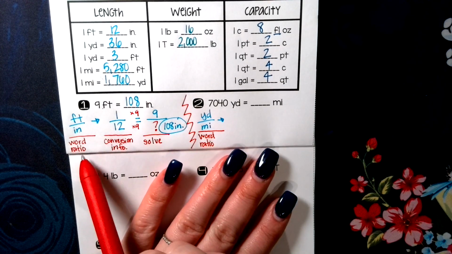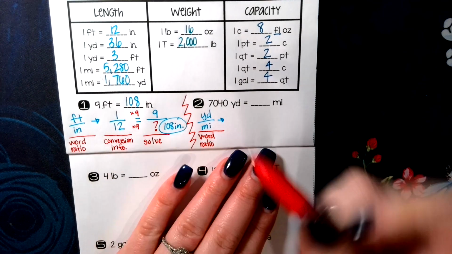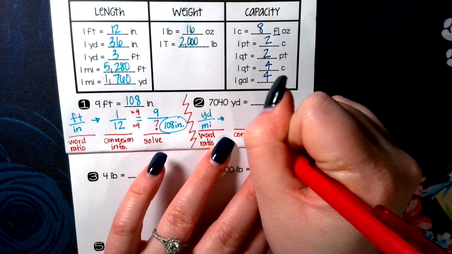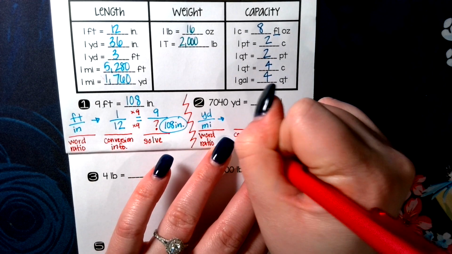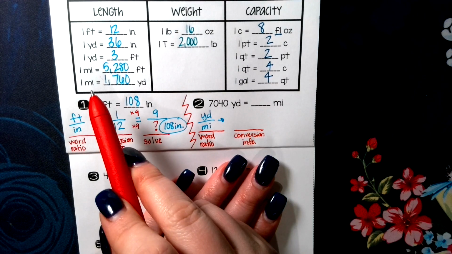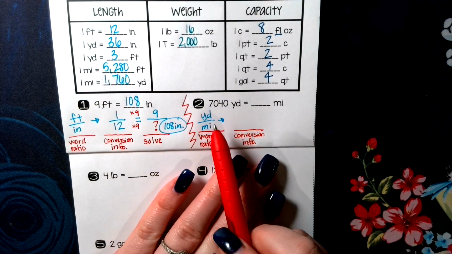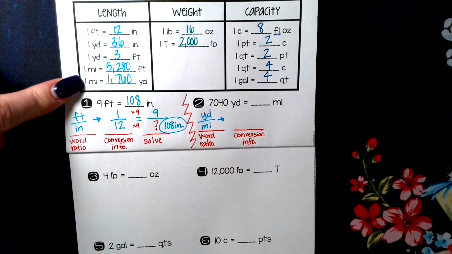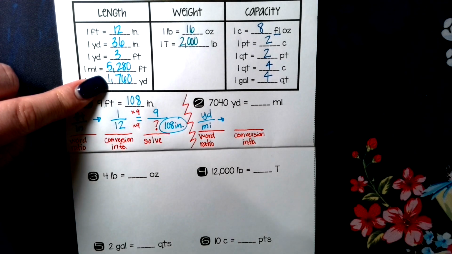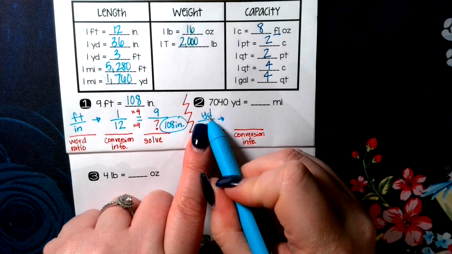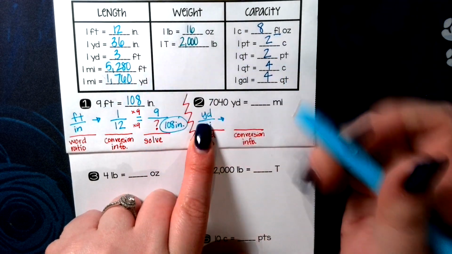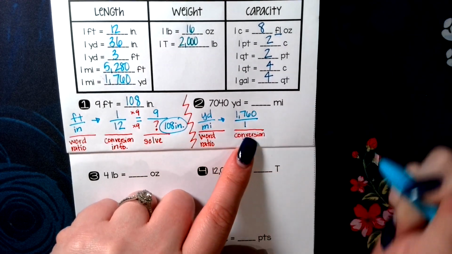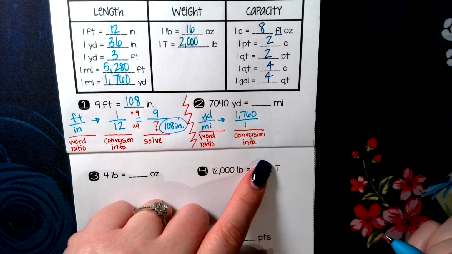So now that we have our word ratio, we want to fill in with our conversion information. Again, our conversion information is going to come from our chart. So if I'm comparing yards and miles, I see that right here, 1 mile is 1,760 yards. So for my yards, I have to make sure I put that yards number up top. I have 1,760 yards for 1 mile. Again, they're proportional, so I can set them equal to each other.